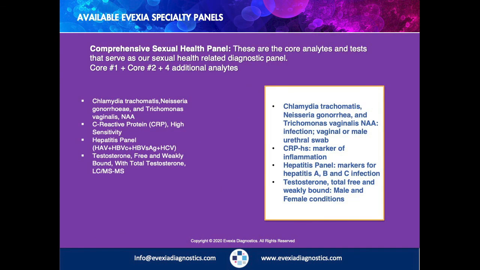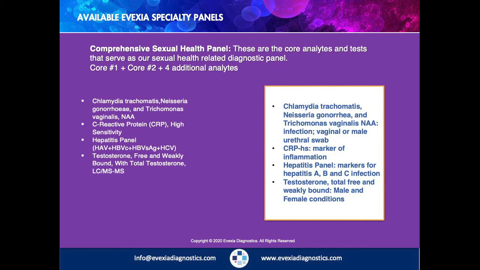So now it's on to the comprehensive sexual health panel. With this panel, you get the core 1 analytes, core 2 analytes, plus 4 additional analytes that you see on this slide. First is the diagnostic test assessing for chlamydia, Neisseria, and Trichomonas vaginalis by what's known as NAA. Now, the NAA stands for nucleic acid amplification, essentially PCR testing, which is going to greatly improve the detection of the infection. Samples can be taken from the vaginal area, endocervical area, and the male urethra via a swab.